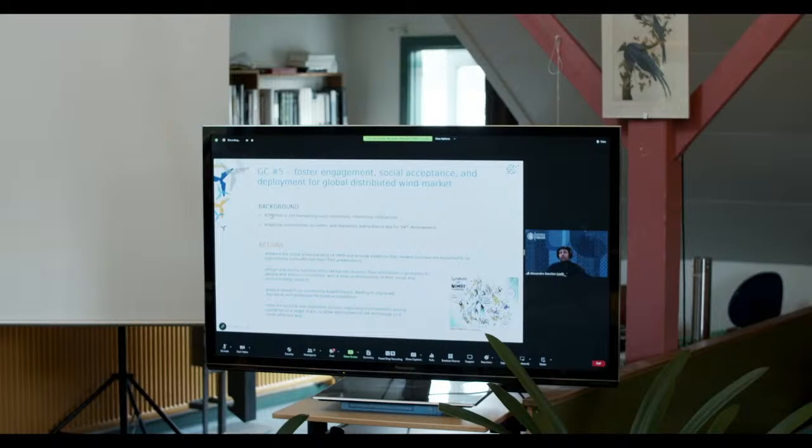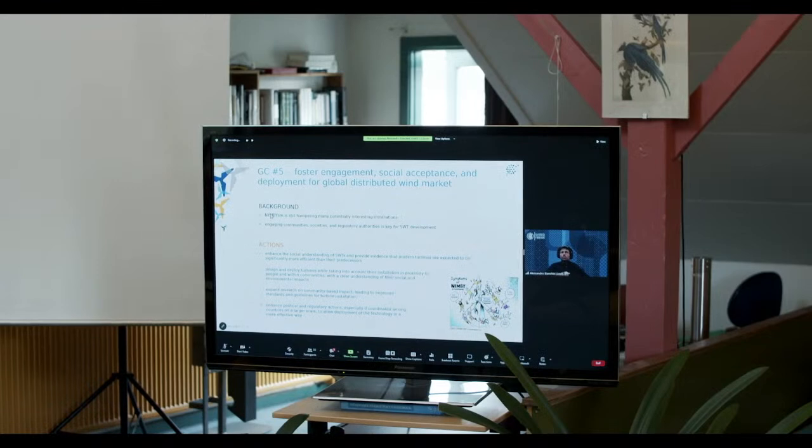Moving to the fifth and last grand challenge, it was called foster engagement, social acceptance, and the deployment for global distributed wind market. So NIMBYism is still hampering a lot of potential installations, and so to overcome this issue, we need to enhance the social understanding of small wind turbines, provide real evidence that the modern turbines, as the example we have seen before, are really able to perform much better than their predecessors.